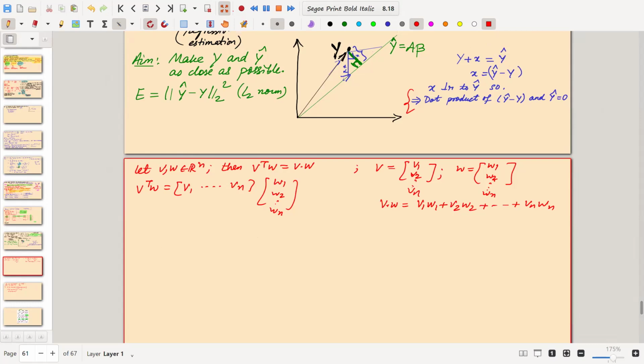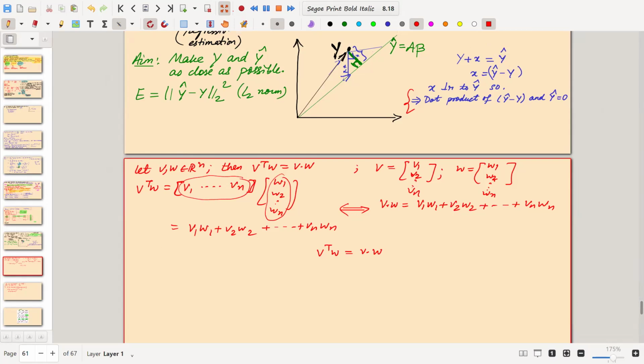Right. Now, you know about this. But what is V transpose W? V transpose will become a row vector, right? And W is a column vector. So what will you do? You will multiply this with this. So what will you get? It is a number, no? So what is the number? V1 W1 plus V2 W2, and so on, up to Vn Wn. So can you see that both of them are equal? Therefore, what do you conclude? You conclude V transpose W is nothing but the dot product.